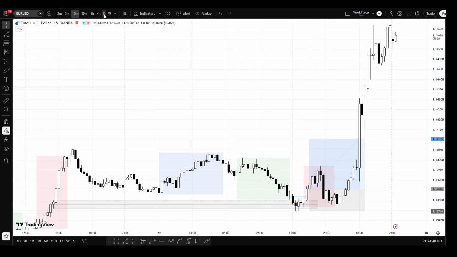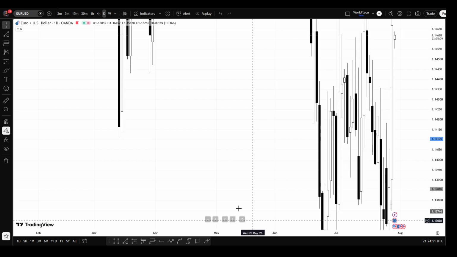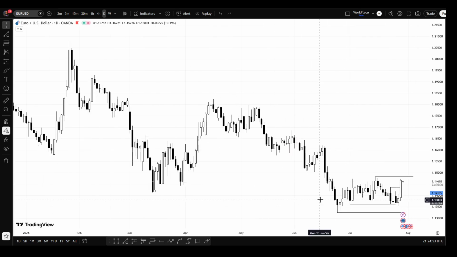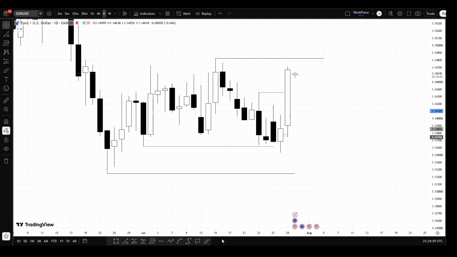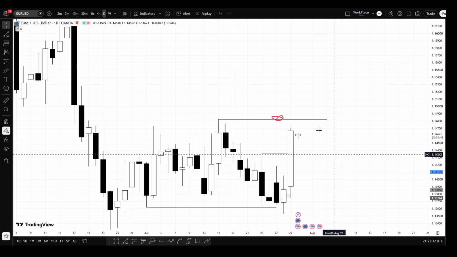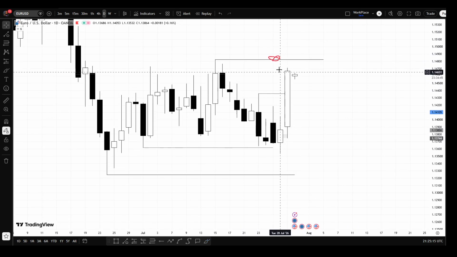After that, you can see that on the daily time frame, we have this break here. After that break, we closed above and then we closed above this high, indicating that we are looking to take this as our draw on liquidity. All right. After that, we move down to the 1 hour time frame.